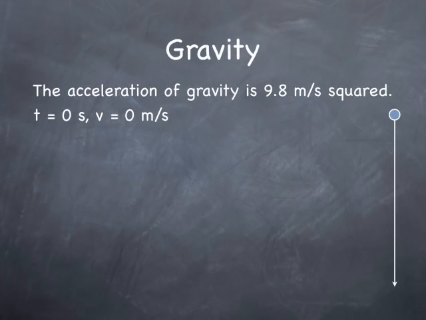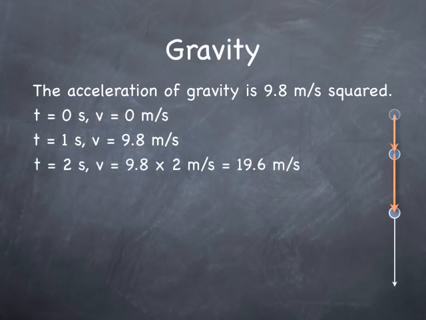Pretend I'm dropping a ball. At time 0, the instant I let go, the velocity of the ball is 0. It hasn't started falling yet. 1 second later, the velocity of the ball is 9.8 meters per second down. Why? Because gravity adds 9.8 meters per second. It's been 1 second, so it's falling at 9.8 meters per second.